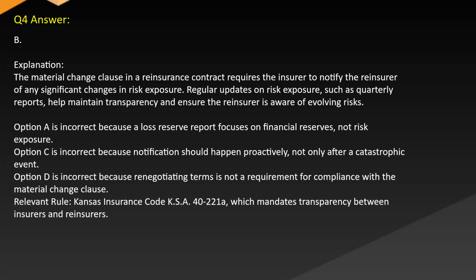Option C is incorrect because notification should happen proactively, not only after a catastrophic event. Option D is incorrect because renegotiating terms is not a requirement for compliance with the material change clause. Relevant rule: Kansas Insurance Code K.S.A. 40-221, which mandates transparency between insurers and reinsurers.